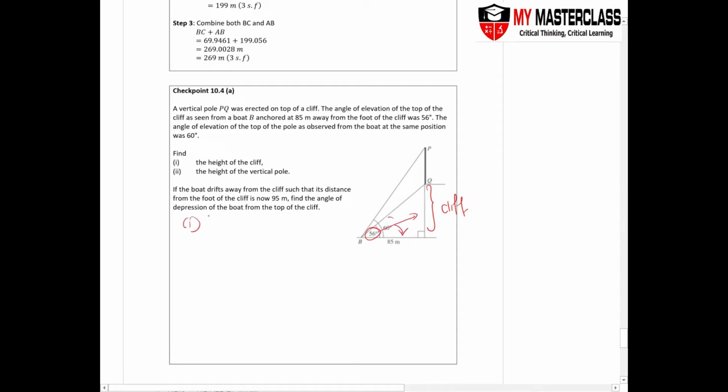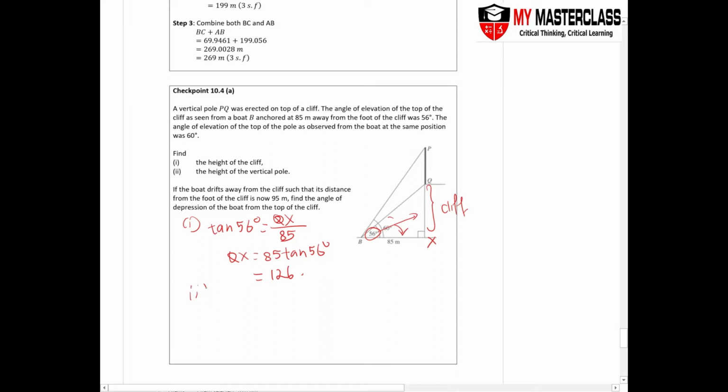Again, so you have tangent 56 degrees equals to, okay, let this bottom part be x. So QX over 85. So QX equals to 85 tangent 56 degrees, which will give you 126 here. Okay, that's a very good number.